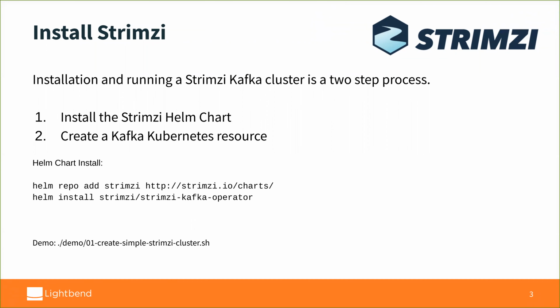When you install Strimzi, it's actually a two-step process. And this gets a lot of people tripped up in the beginning, who expect that when they install Strimzi, they get a running Kafka cluster, but that's not the case. You must first install the Strimzi Helm chart itself, which you can do by adding the Strimzi chart repository that's hosted on the Strimzi website, as you can see in these two command line instructions here. And then you can choose to install the latest operator, which is what gets installed if you don't specify a version.